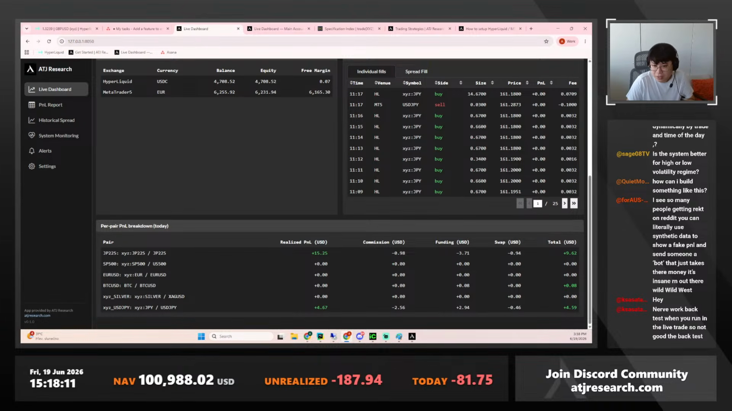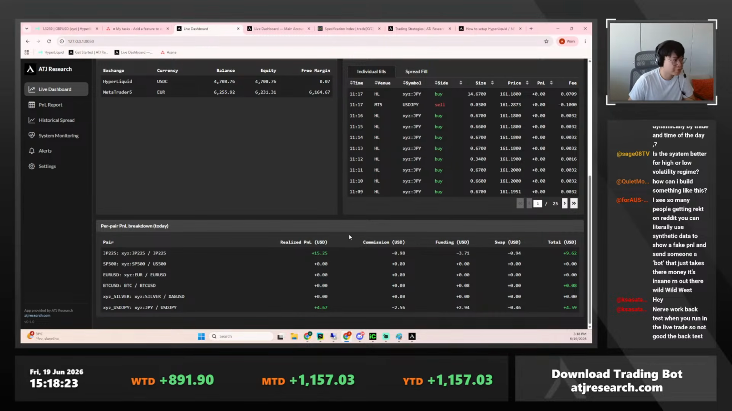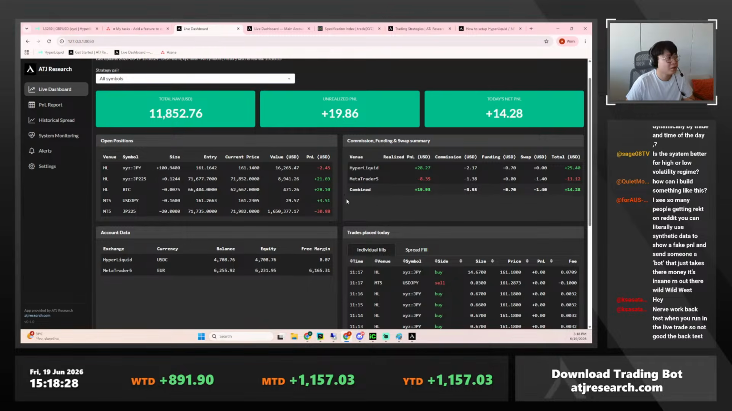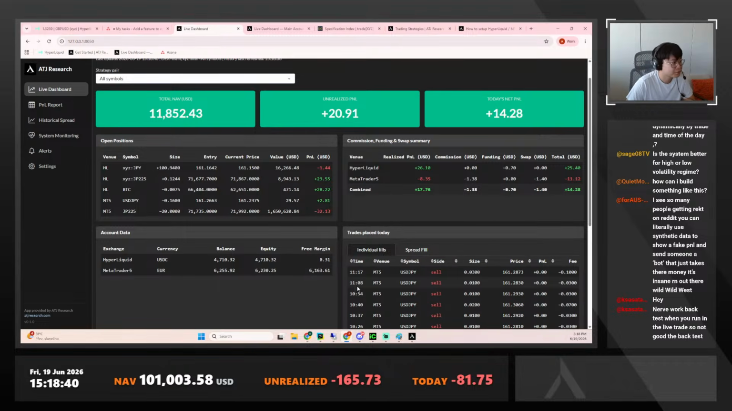Trust but verify. Hey, backtests never work when you run them in live trading, so it's not good to backtest. Well, if you mean that a lot of times backtests don't reflect live performance, that might be true, but I think that's more an issue with backtesting. You can over-optimize or overfit your backtest, which is a common thing, or your data is not good enough, right? So the best test is actually a live trading test.